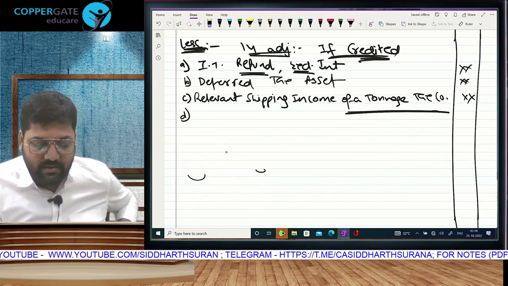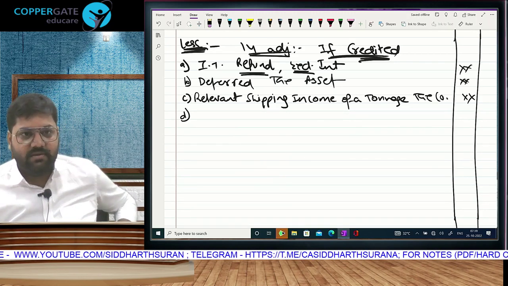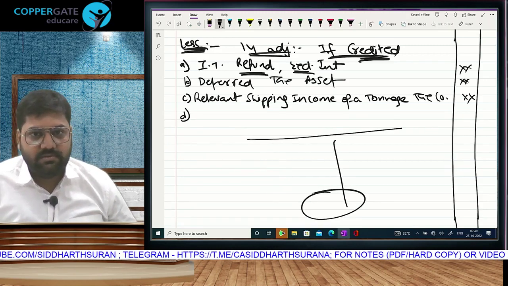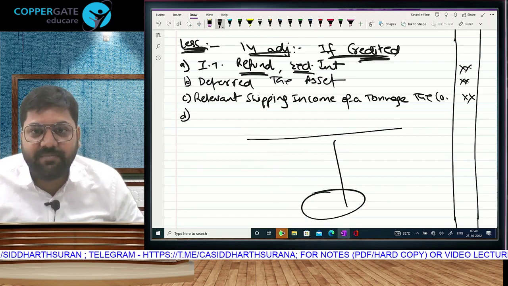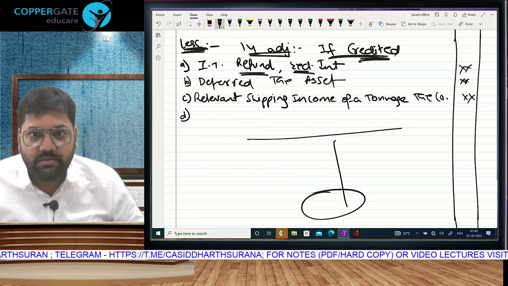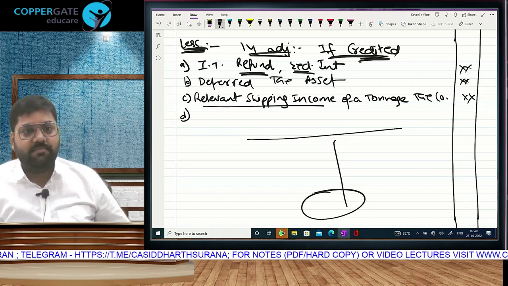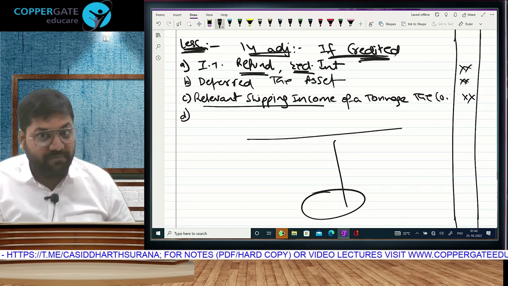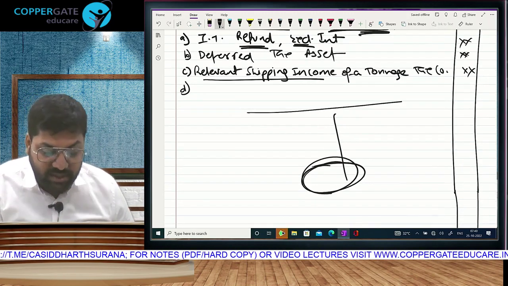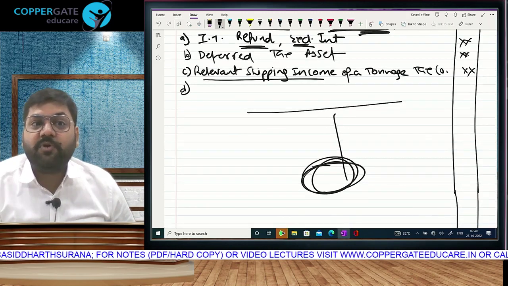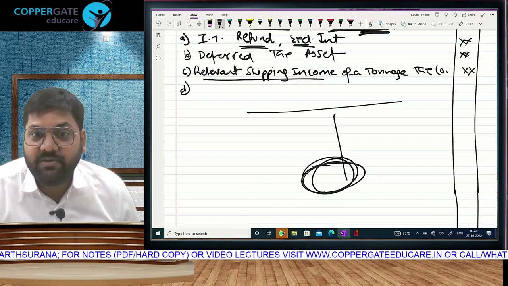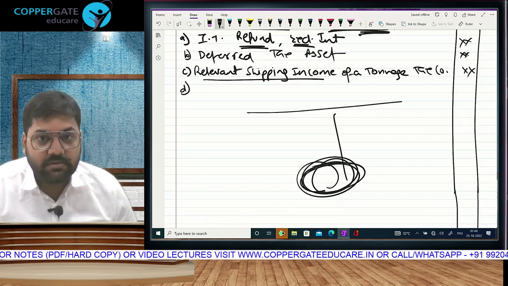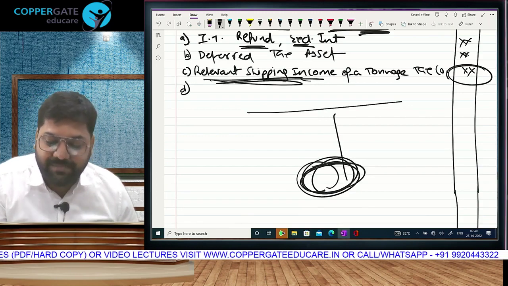So the idea: do one thing. Whatever is the profit in your accounts, that is your actual profit earned by shipping business, that is called relevant shipping income. Subtract that actual profit in MAT. I don't know whether you have understood. This profit is only that profit with which we have started our book profit calculation, the net profit as per accounts. And that profit only we are subtracting here.